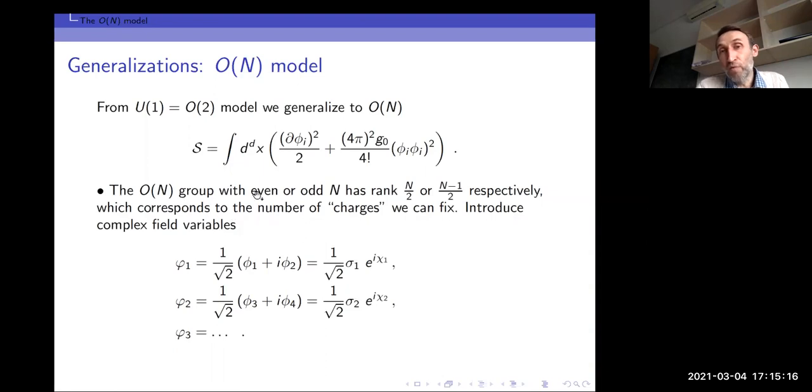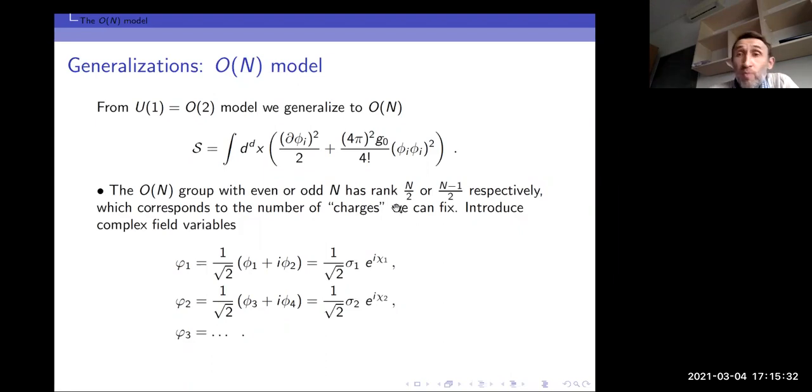Of course, the rank of the group changes now, being N/2 or (N-1)/2 for the O(N) model. So when N is equal to 2, which is the U(1) model I considered so far, we have just one charge, obviously, which I was talking about so far, Q.